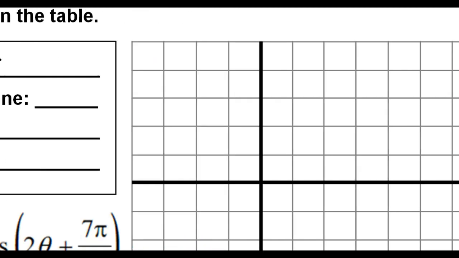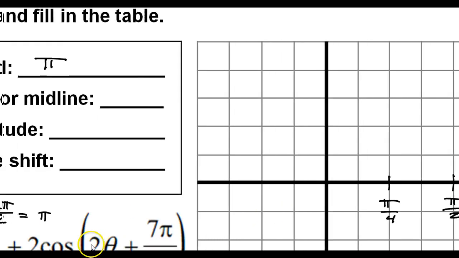So there you go. I like to put the period right here, so that means this will be pi. If I go halfway, that will be pi over 2. If I go half of that, that'll be pi over 4. And if I triple that, that'll be 3 pi over 4. So that's how we label it.